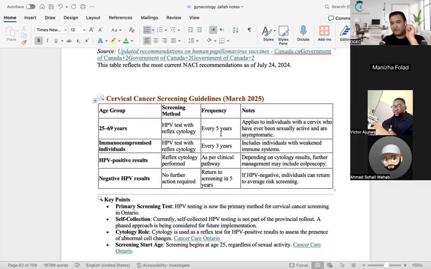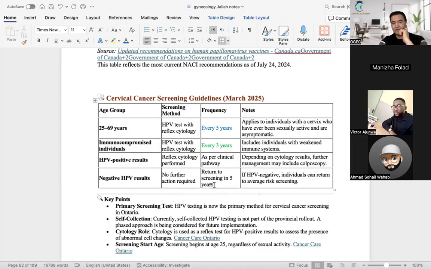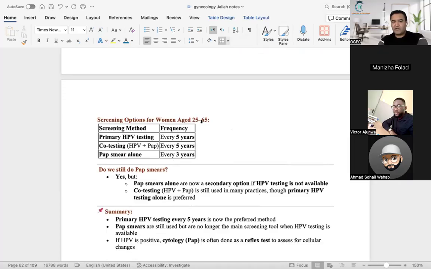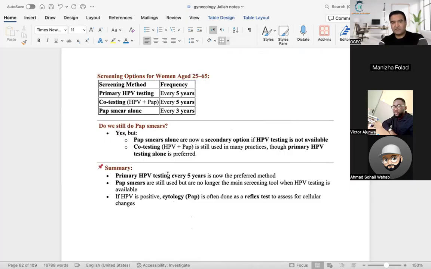The HPV test is more the primary now, and then repeated every 5 years, applied to individuals with a cervix who have ever been sexually active and are asymptomatic. Immunocompromised: HPV test with the reflex cytology every 3 years. This is different for someone who is immunocompromised. This is 3 years, but for a regular patient, it is 5 years. HPV positive result, reflex cytology performed as per clinical pathway. Negative HPV result, no further action, return to screening every 5 years. So screening option for women age 25 to 65, again, same thing. You still do the pap smear, but it's not the primary.